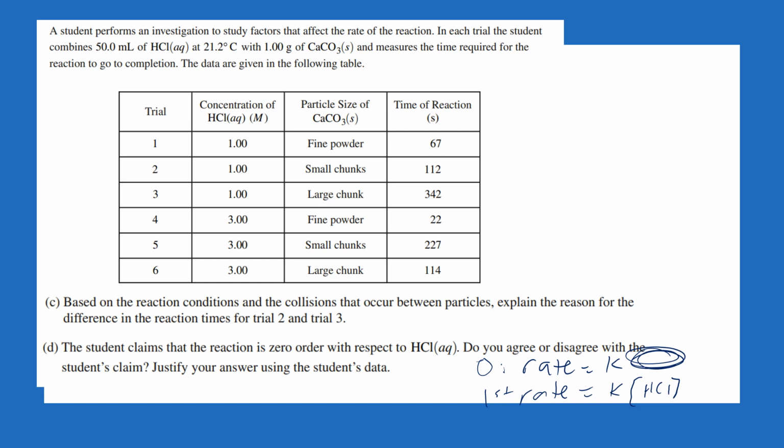If you look at the data table, let's compare the two with fine powder. They have the same particle size but different concentrations, and the time of the reaction is different. So you should have used a specific data point. It didn't matter which ones you were comparing per se. You could have used the fine powder or the large chunks, or even the small chunks, but you wanted to make sure that you picked specific data and said that yes, changing the concentration does affect the rate, therefore it cannot be a zero order reaction, and you should disagree.